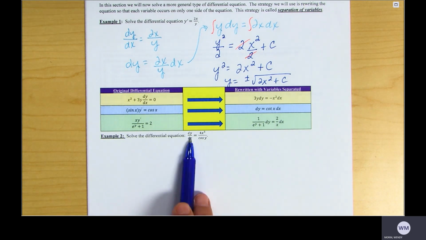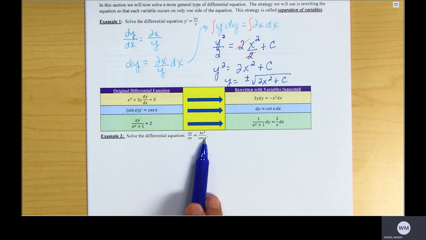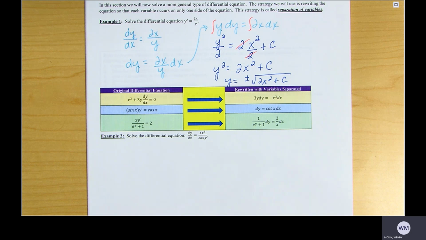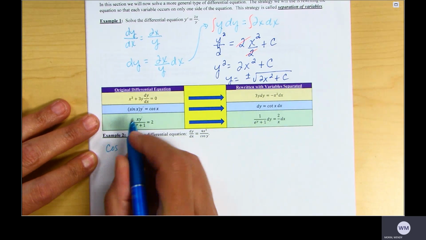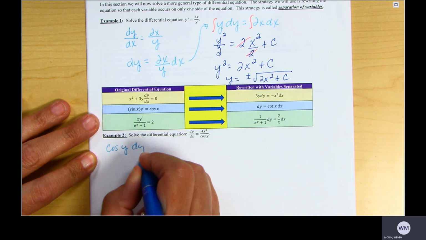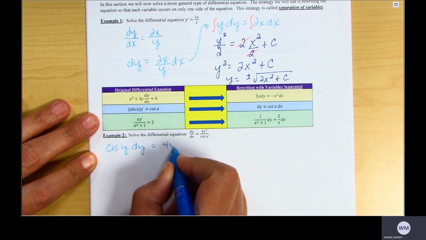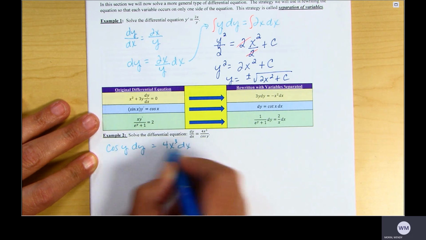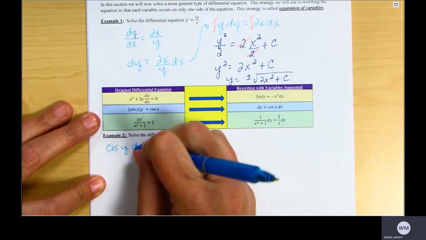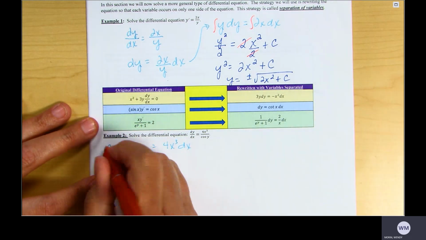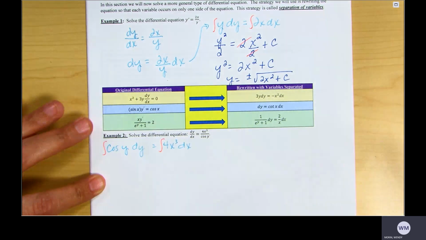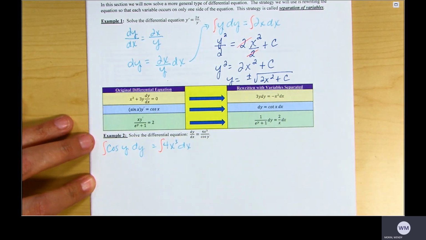So let's go ahead and try this one. This one has the y, so move the y over here. Again, the opposite of dividing, to undo dividing, is multiplying. So we're going to write that as the cosine of y dy equals 4x cubed dx. Okay, and then again, once you have the separation of variables, the next step is to integrate both sides.